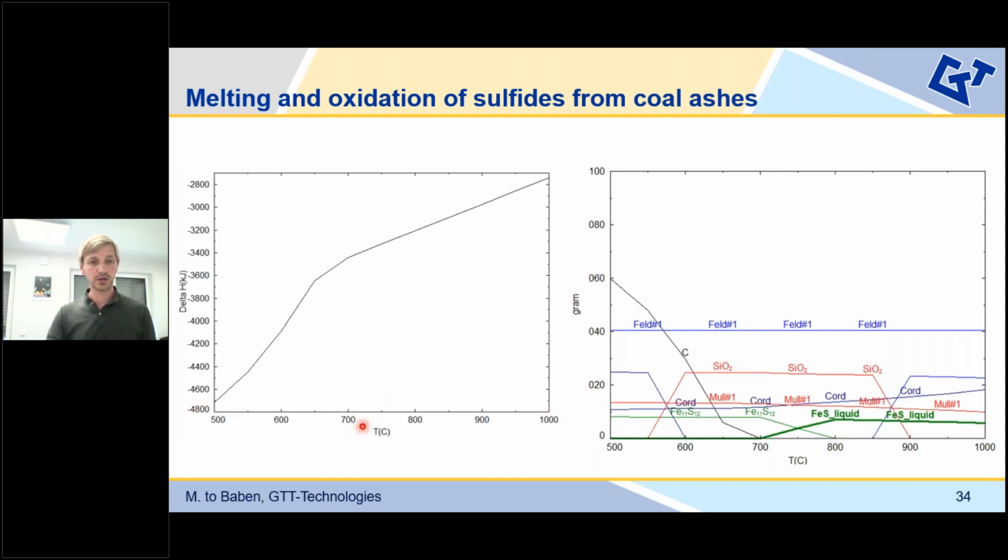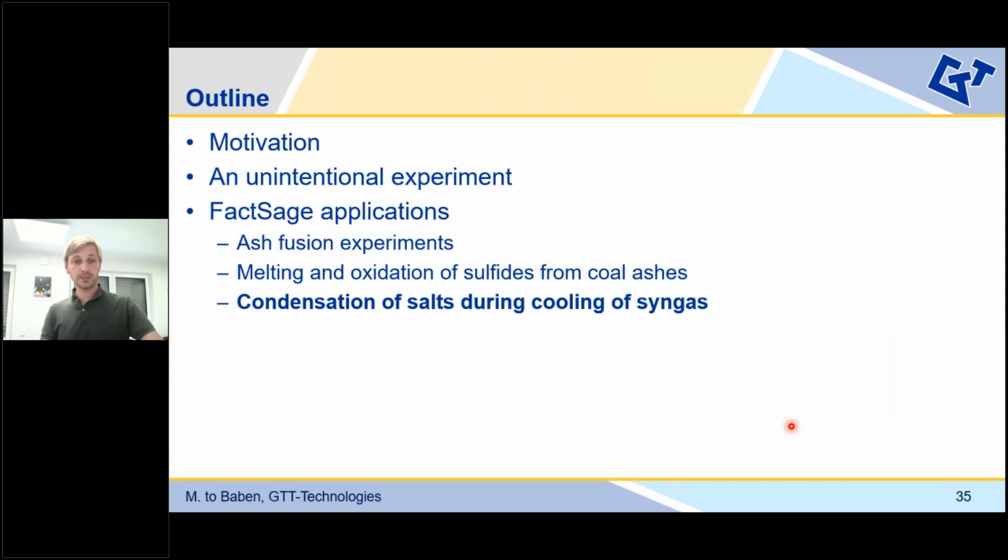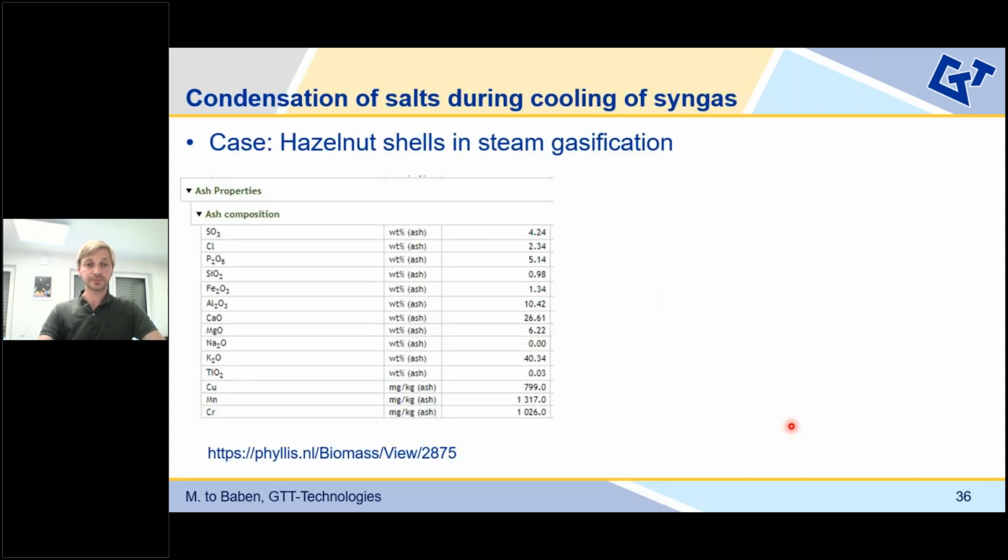Yes, so this is the calculation of the heat output when we start with 25 degrees C inlet gas and ashes and coal. And then we see that we always have a negative delta H over the whole temperature range. So yes, with this smaller lambda value, you can get up to temperatures like 700 to 800 degrees C easily. Okay, final example, also very short, is the condensation of salts during the cooling of syngas.